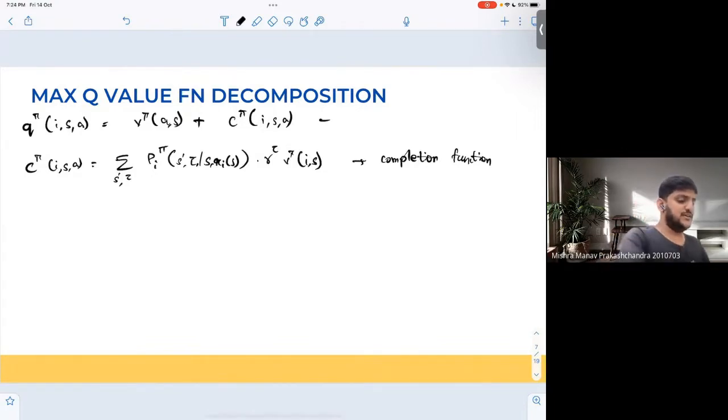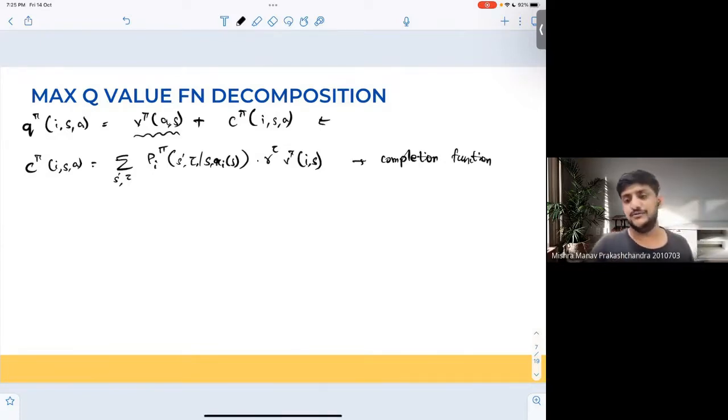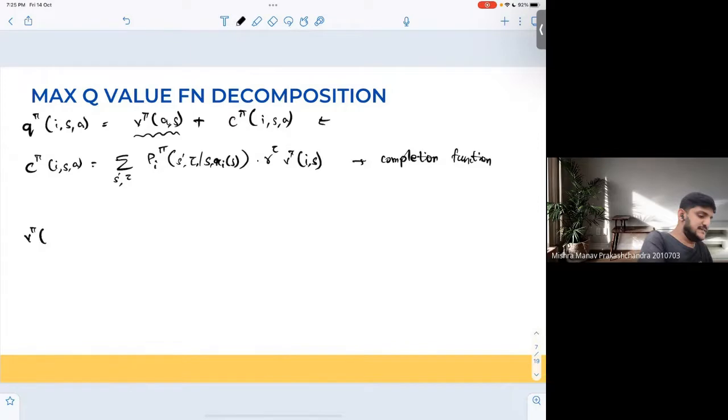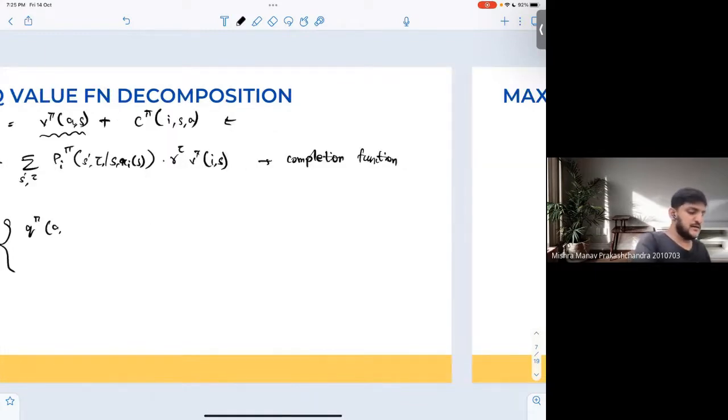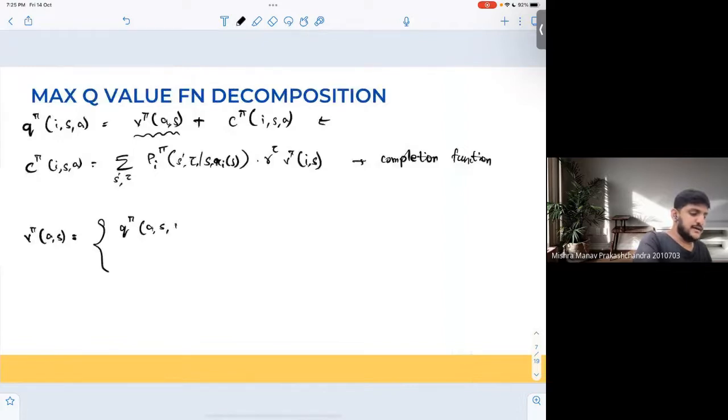So my q value is basically a combination of my v pi a comma s and then my c pi I comma s comma a. Now all I need to do is, if I have a formulation or a terminating condition for this v pi a comma s, then I'm done with my max q framework formulation. Right. So this v pi a comma s is equal to q pi of pi I comma s. This is applicable if my a is composite.